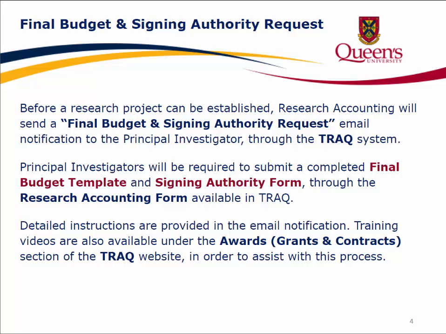These two documents must be completed and submitted through the Research Accounting event form in TRAC before a new project can be established. Detailed instructions are provided in the email notification, and training videos are also available under the Awards section of the TRAC website. While project team members may help complete the budget template, the PI must submit the completed document through TRAC. This is to ensure that the PI is aware and in agreement with the budget for the project.